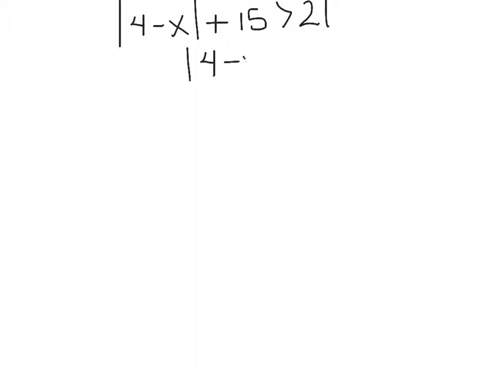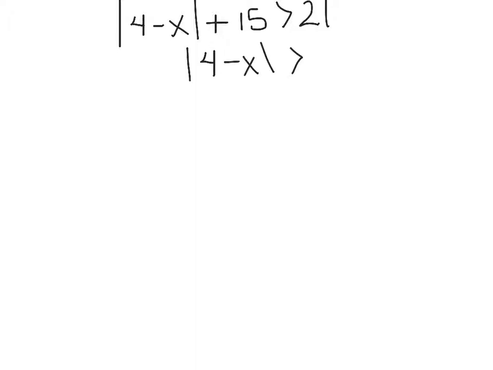Okay, so our inequality is going to be the absolute value of 4 minus x, plus 15, is greater than 21. Alright, so just as we learned in solving equations, let's isolate the absolute value expression. So I'm going to subtract 15 from both sides.